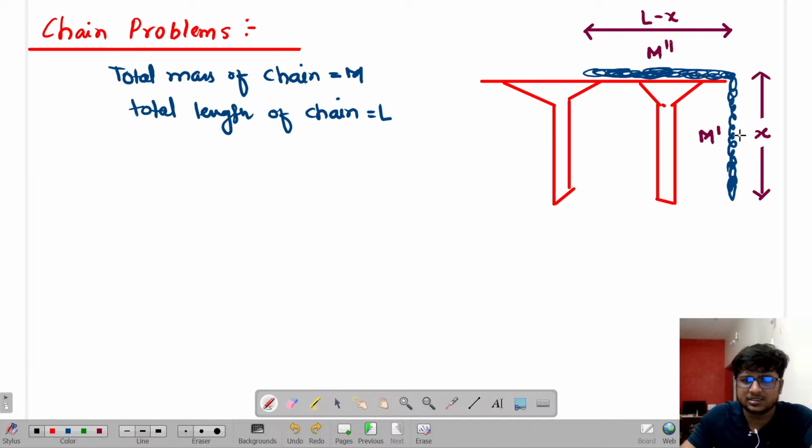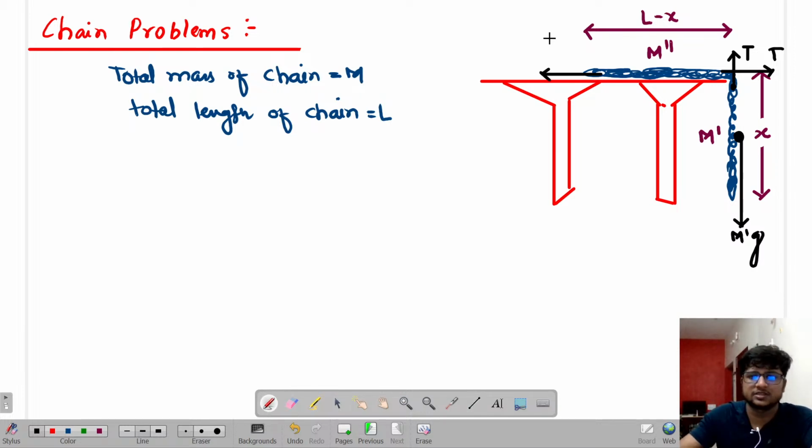We can see that the weight of this chain will be vertically downwards, and over here it will be m dash g, and due to that there will be some tension in the upward direction, correct or not? At this particular point there will be some tension. Now this point will pull this particular part with the same tension, yes or no, and that will be balanced by my frictional force. Are you able to get me or not? Here frictional force will be present.